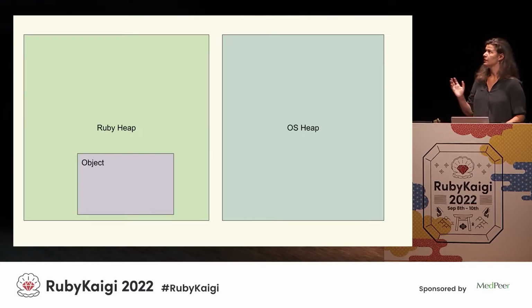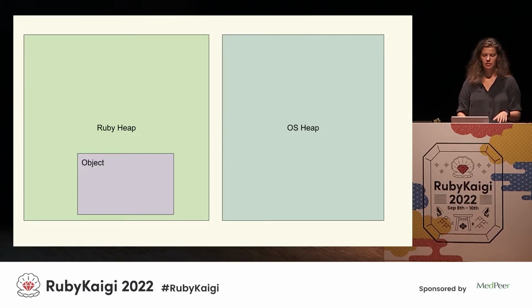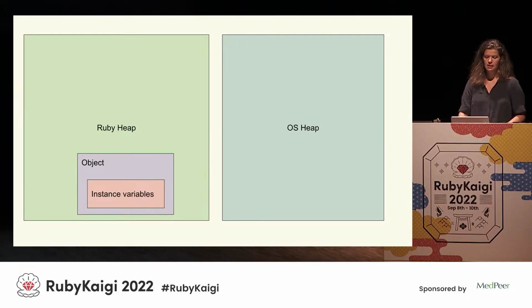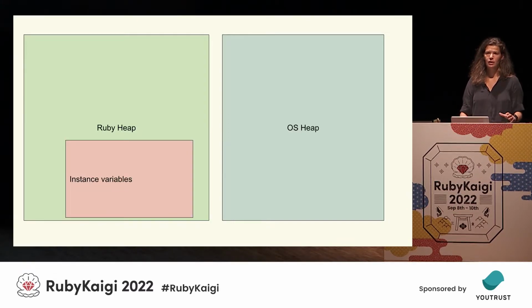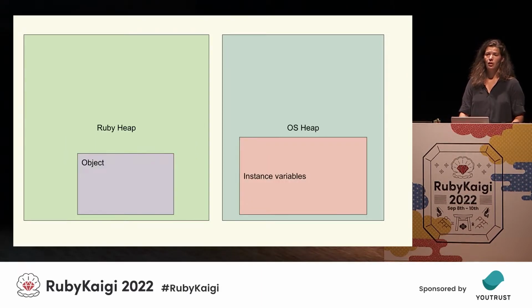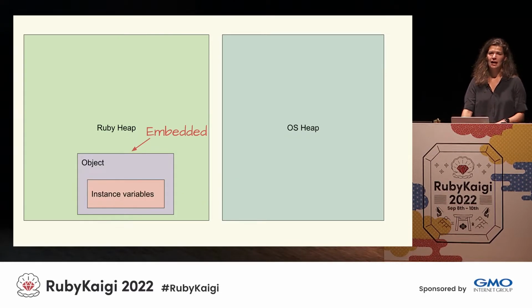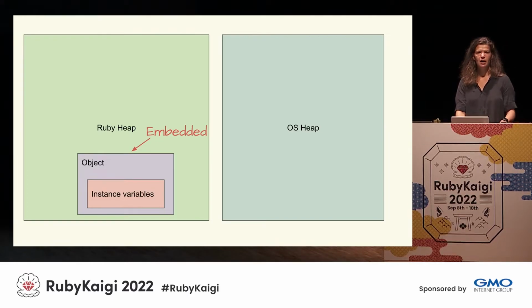And obviously not to scale, but we have objects that we store on our Ruby heap. And in many cases, we can store the instance variables right within those objects. But what happens if we have more instance variables than we have space in the object for? Well, then they go to our OS heap, and we have a pointer from our object over to where they are on the OS heap. If the instance variables fit within the object, it is called embedded.